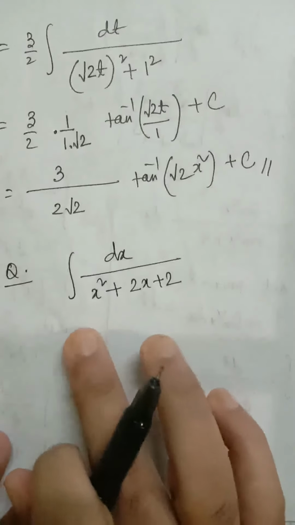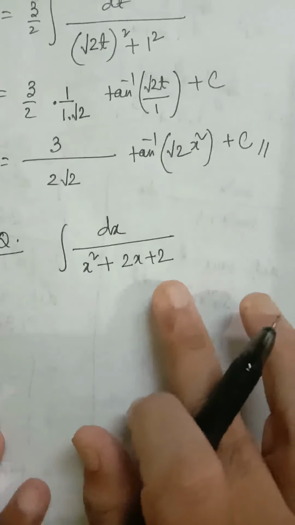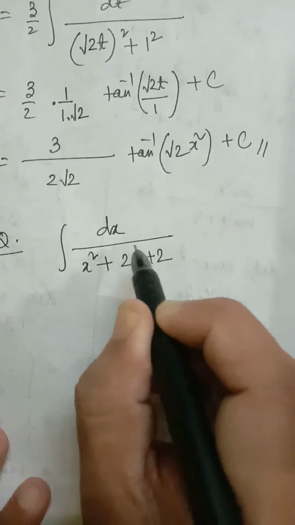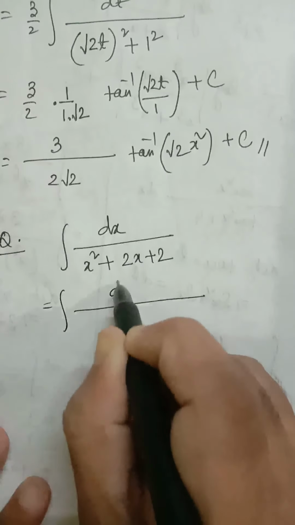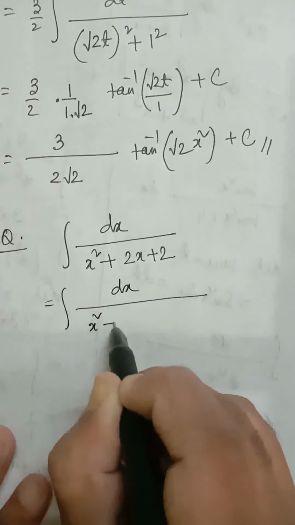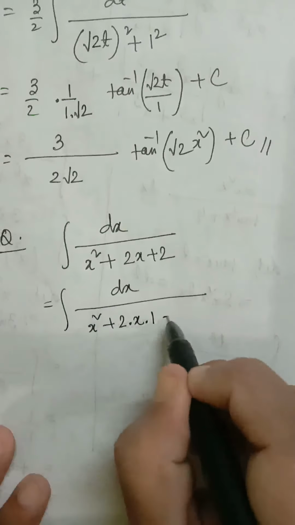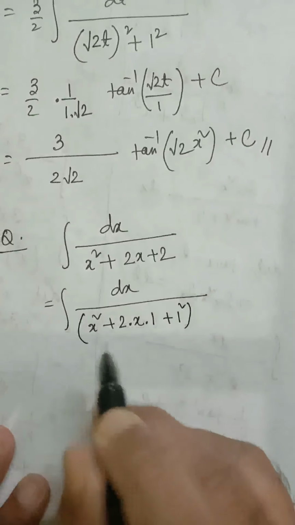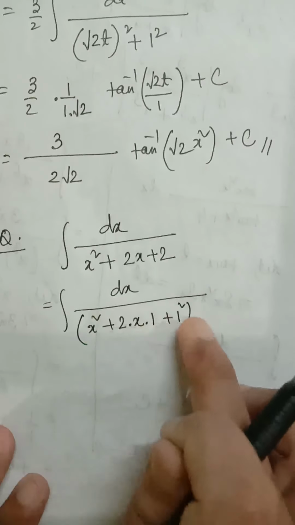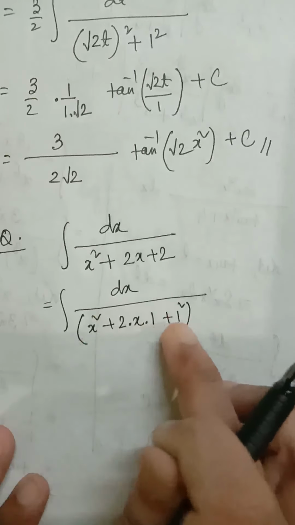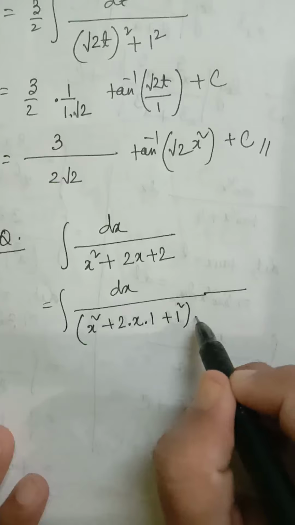To integrate next, dx by x square plus 2x plus 2. First of all, we will express this in terms of a perfect square, in terms of a whole square. So dx by, you can write x square plus 2 into x into 1, plus 1 square. In that case, this is now of the form a square plus 2ab plus b square. Here the constant term is 2. I have written 1 here. To adjust, we have to write 1.